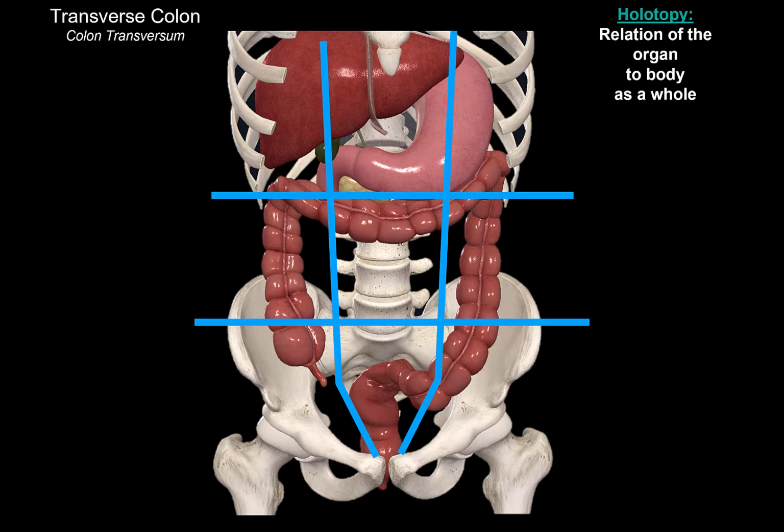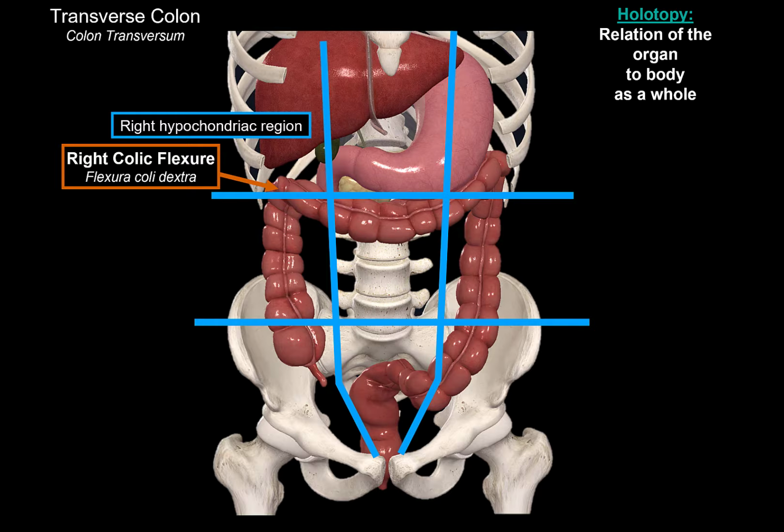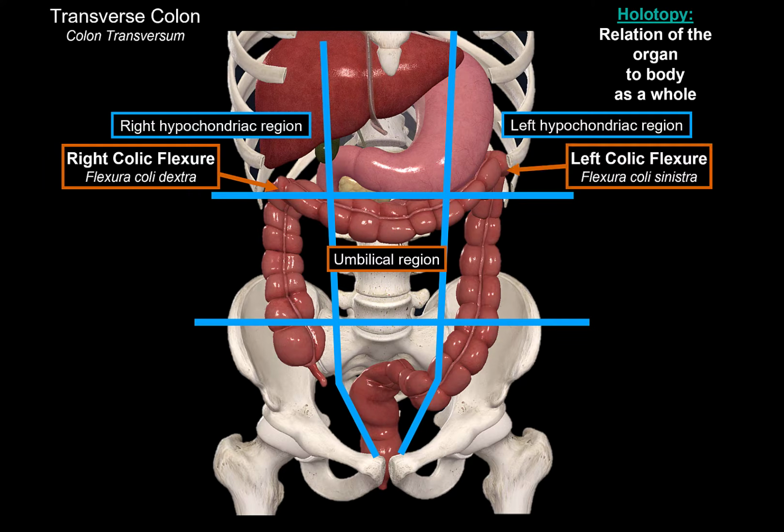Adding the lines, you will see that the transverse colon starts from the right hypochondriac region with the right colic flexure. Remember we talked about this one. Then the transverse colon curves a little downwards to end in the umbilical region, and then goes upwards again and ends at the left hypochondriac region where there's another curvature called the left colic flexure.